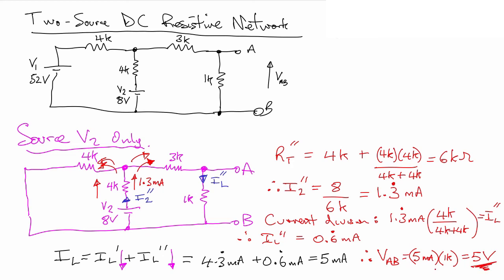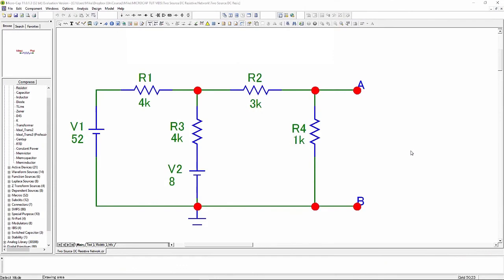Okay, let's see if we can reproduce this result on our simulator. We've gone into the Micro-Cap simulator here, and we've redrawn that circuit which we just analysed. 52 volt for V1, 8 volts for V2. There's those couple of 4Ks, 3K and a 1K, terminals A and B. And all we want to do now really is to determine the currents and the voltages, especially the voltage between A and B, and we're hoping that's going to come out to be 5 volts. We've got our earth in, which is important.